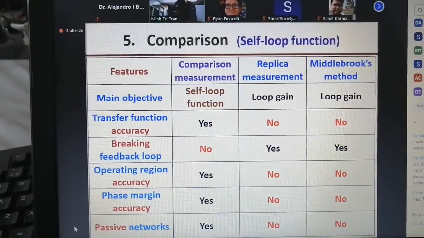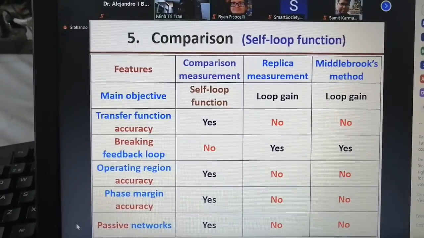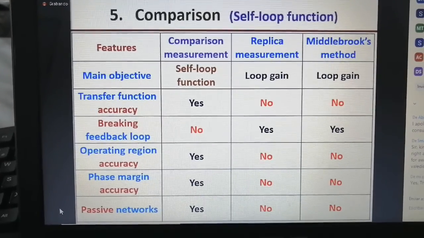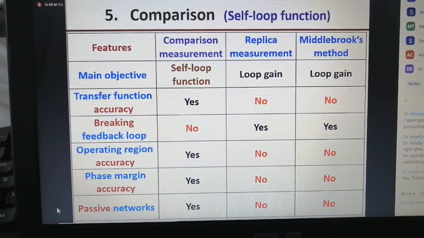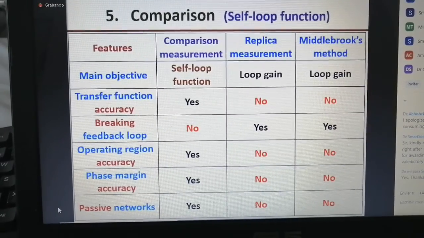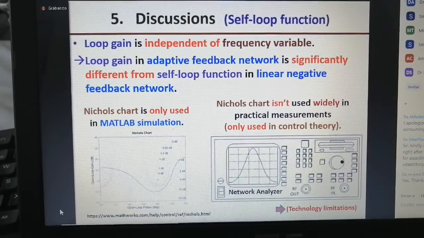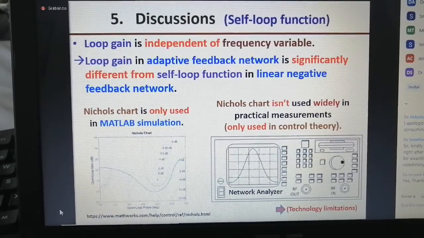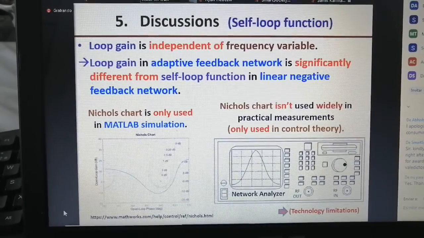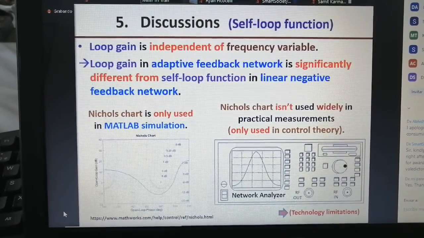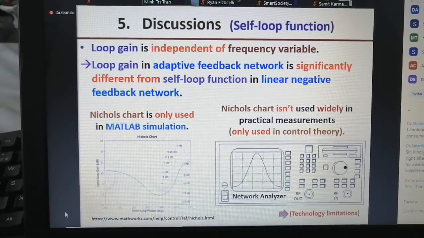It is very difficult to optimize the behaviors of a linear system using Nyquist and Nichols theorems because the theoretical derivation and the practical measurement of the loop gain were not well explained. The loop gain in an adaptive feedback network is significantly different from the loop function in a linear negative feedback network. In control theory, the Nichols chart is only used in MATLAB simulation and it is not widely used in practical measurement.